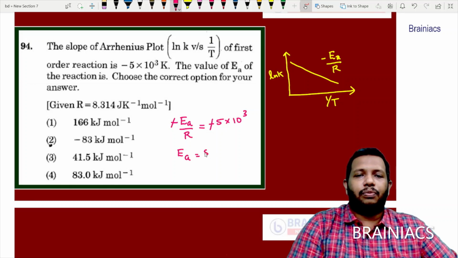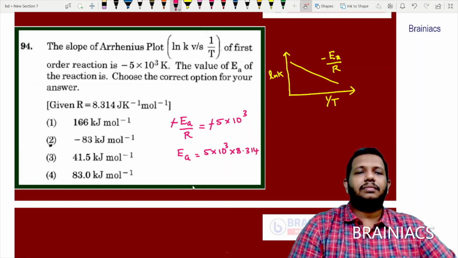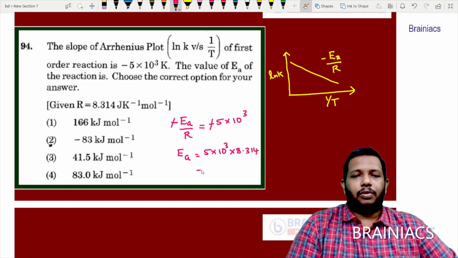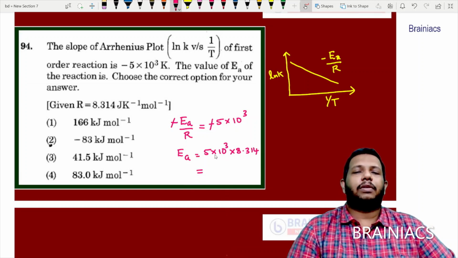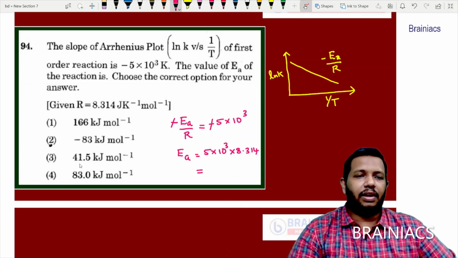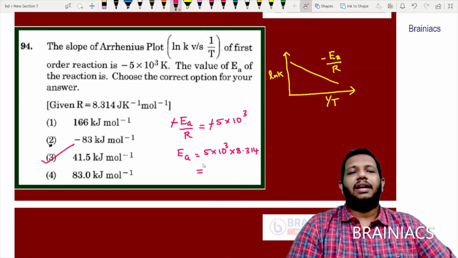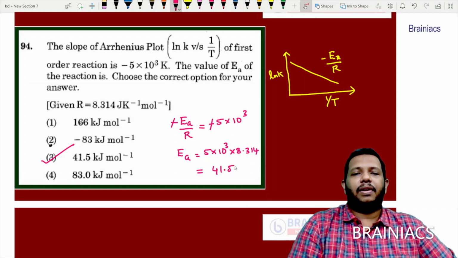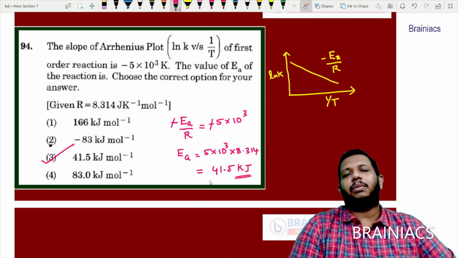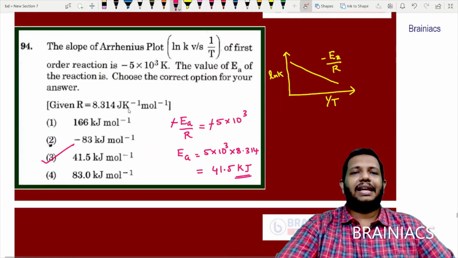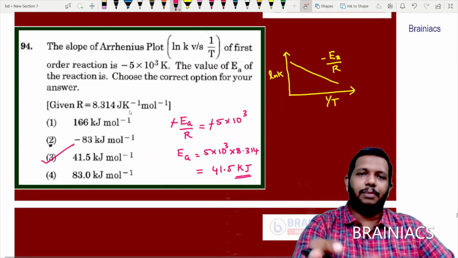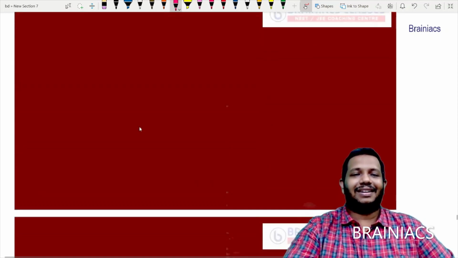Ea is equal to 5 into 10 power 3 into R. R value they have given as 8.314 joule per Kelvin per mole. So if you do this calculation, what is the value you are getting? 5 into 8.14 into 10 power 3 means 40 kilojoule, somewhere around 40 kilo. You will get the answer option 3, that is 41.5 kilojoule. You don't even need to calculate it. Very easy question, a direct question. This is in our theory lectures. As an example question, I taught you the same question. So it's all a cakewalk.